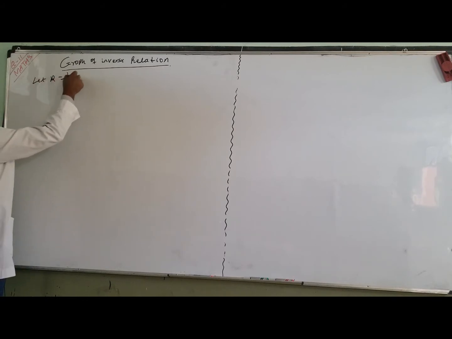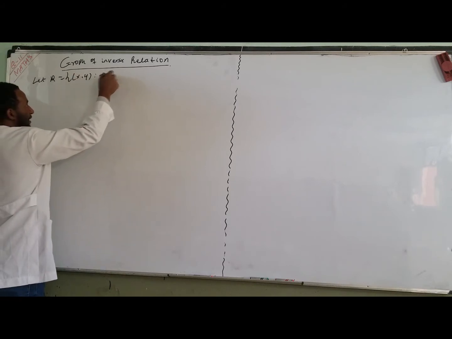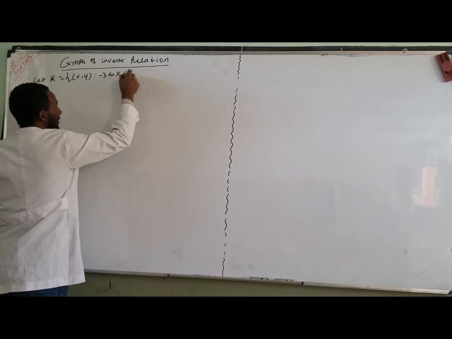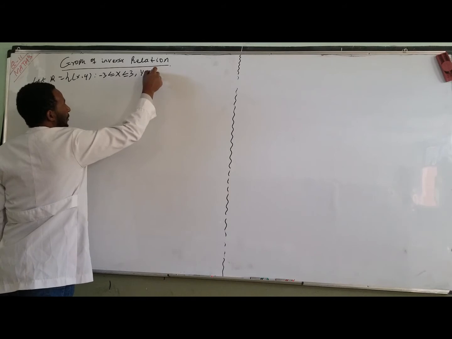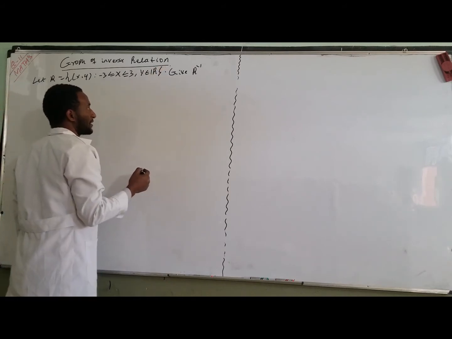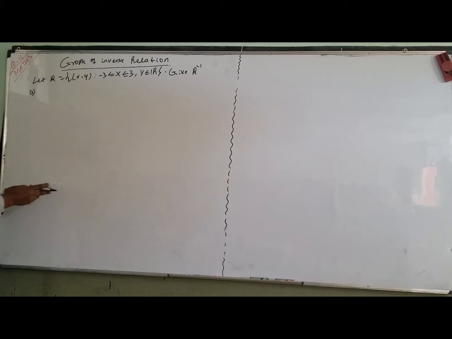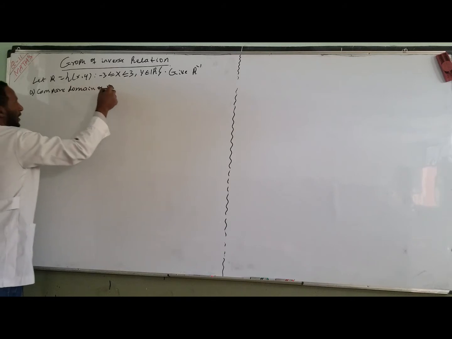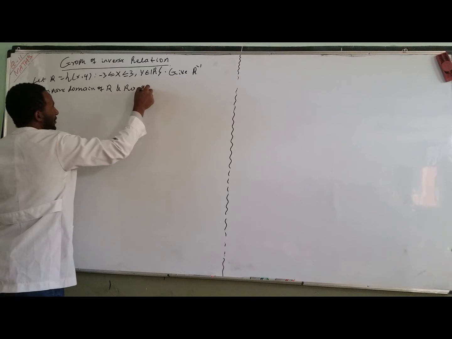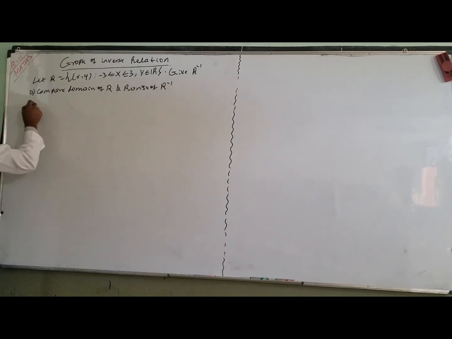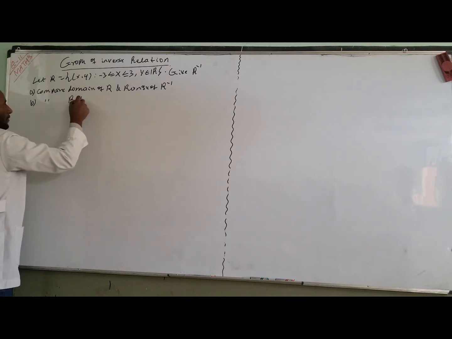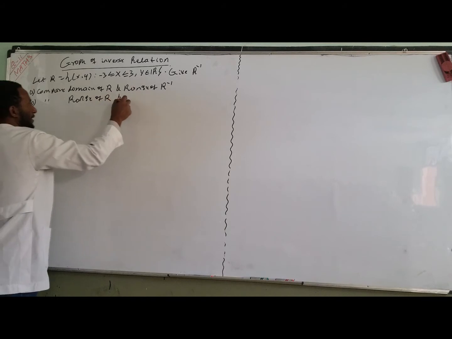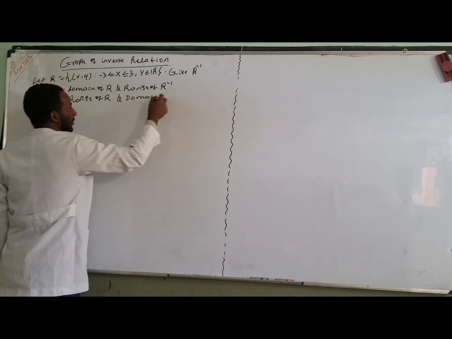Let R be equal to {(x, y) such that negative 3 is less than or equal to x less than or equal to 3 and y is an element of all real numbers}. Then give R inverse, and let us compare. A, compare the domain of R and the range of R inverse. B, compare the range of R and the domain of R inverse.